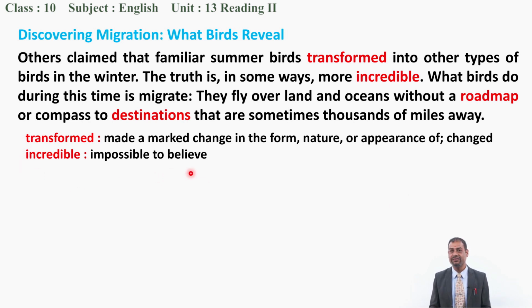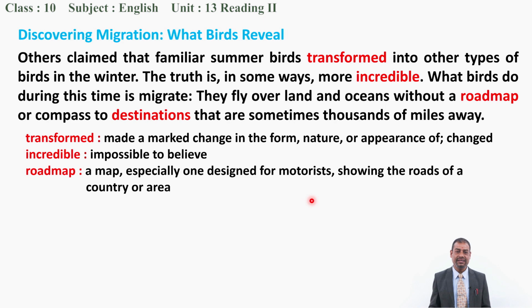Impossible to believe. Okay, now next one is roadmap. What do you mean by roadmap here? Can I show you the meaning? Can you tell me once again? Oh yes, you are right again. That is a map, especially one designed for motorists, showing the roads of a country or area. Okay, looking at that road map, then we can reach a new place.